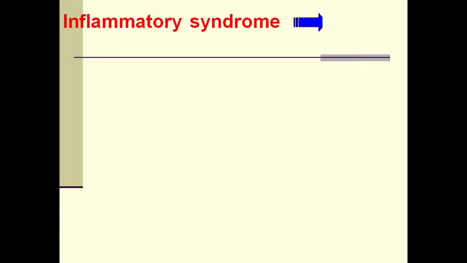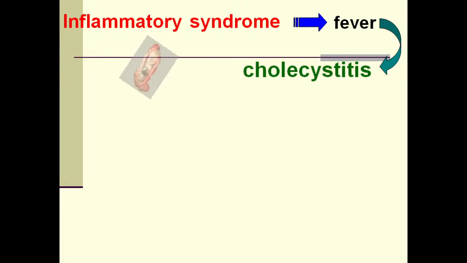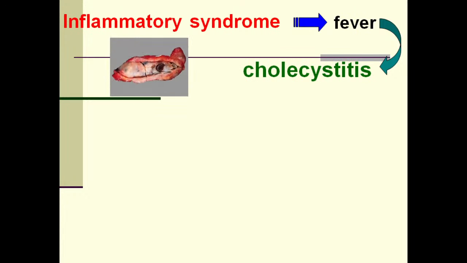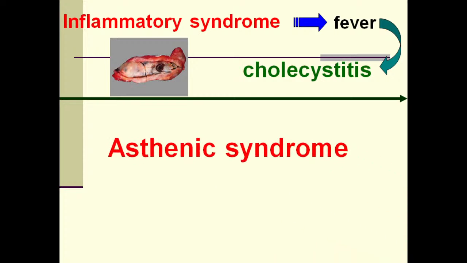Inflammatory syndrome is characteristic for cholecystitis, of bacterial origin, and is manifested with subfebrile fever. Because hectic or other types of fever indicate acute purulent inflammation, and such patients are a group of patients of the surgery department. And at last, asthenic syndrome.